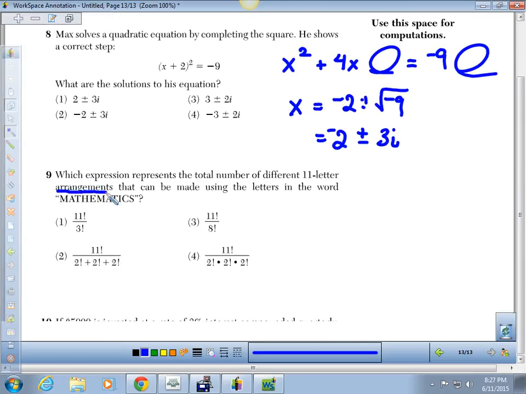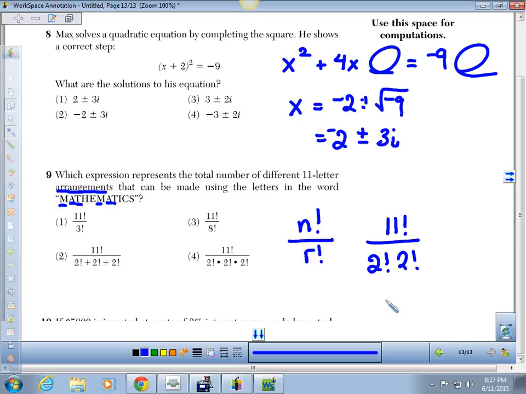Arrangements. Does order matter with an arrangement? Yes. This is a permutation or combination? Permutation. But it's a permutation with what? Repetition. What is that formula for permutations with repetition? n factorial over r factorial. What does the n represent? We have 11 letters. So 11 factorial. What's being repeated? How many? 2 m's, 2 a's, 2 t's.